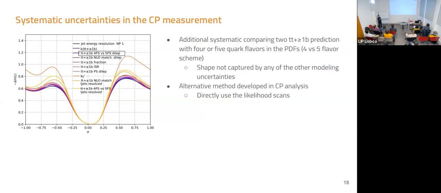Also in the CP analysis, we developed an alternative method to rank the systematic uncertainties. Maybe if there are questions, I can go into more detail as to why we needed to do this. But the way this method works is that for each systematic, we remove it from the fit and we rerun the fit again, and then we reproduce the likelihood scan, and then we see how much the uncertainty on the parameter of interest changes when removing that systematic. So if it changes more, it means that systematic has a larger impact on our parameter of interest. And this is what you see represented here on the left.